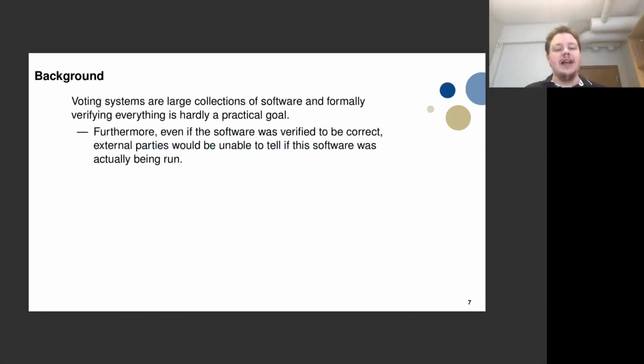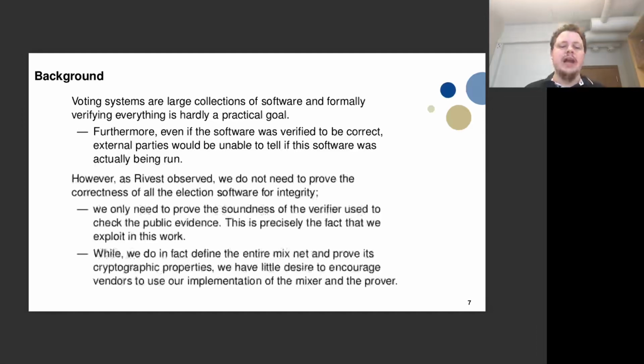Voting systems are a very large collection of software, and formally verifying everything is hardly a practical goal. There's just too much stuff that we'd like to verify, and moreover, even if we knew the software was correct, we wouldn't actually know that the election management body was running the software they said they were running. The techniques for remote attestation don't really work in this threat model. However, we can use a whole bunch of cryptographic techniques to have something called software independence. This is the idea that the system should produce public evidence, which we can independently check, which should then prove that the result it output was correct. Again, this is called software independence.